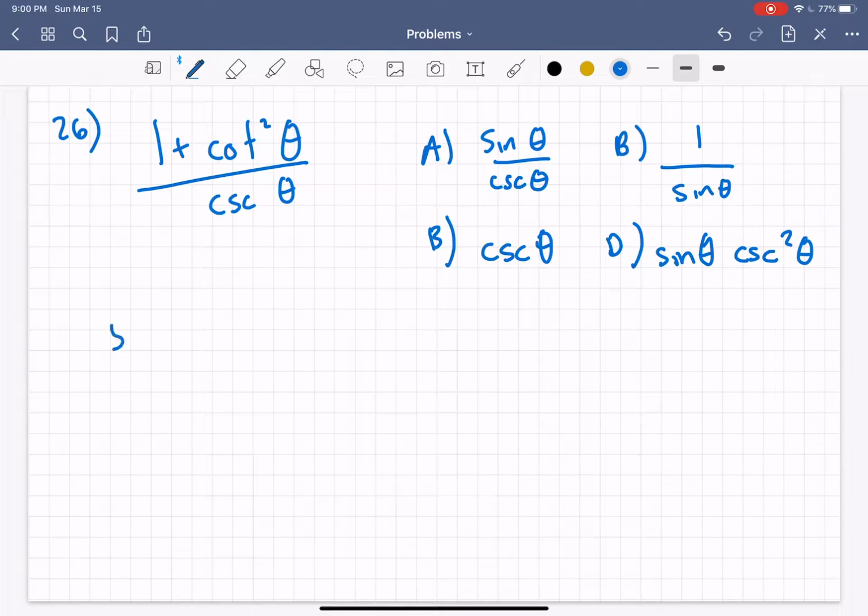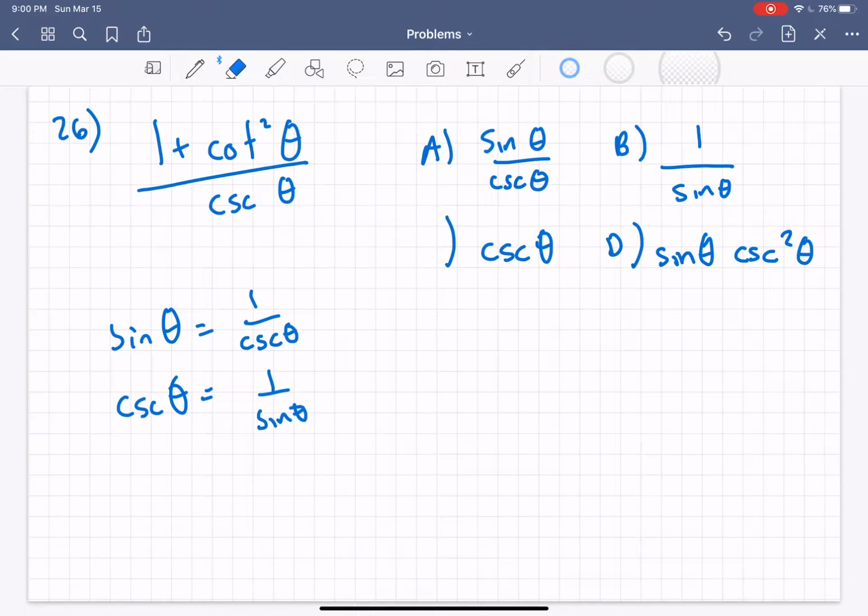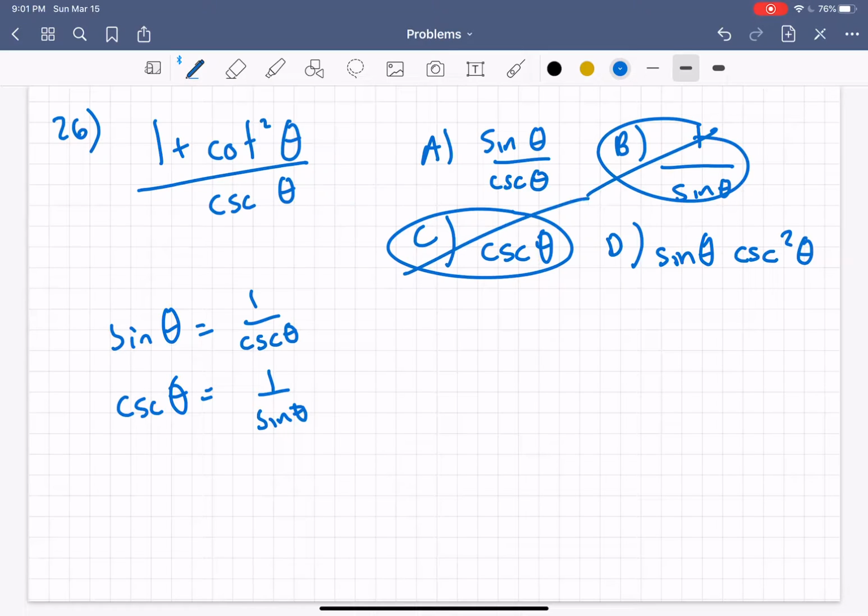Right, so we do have sine and cosecant, which have these two reciprocal identities, which say they're the reciprocals of each other. So if we look at B and C, B and C is our cosecant reciprocal. So these are equivalent, so they can't be the correct answer, right? So now we're just left with the other two.